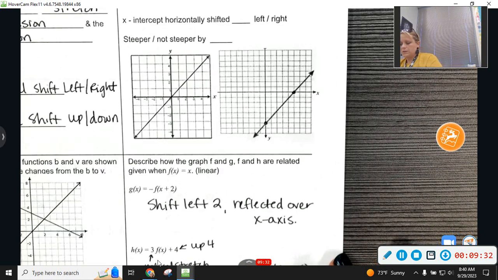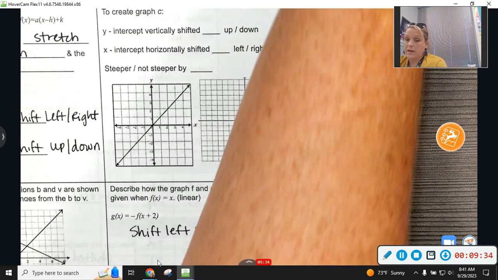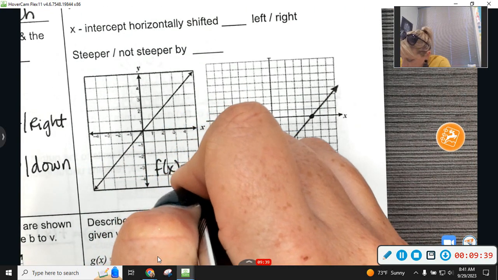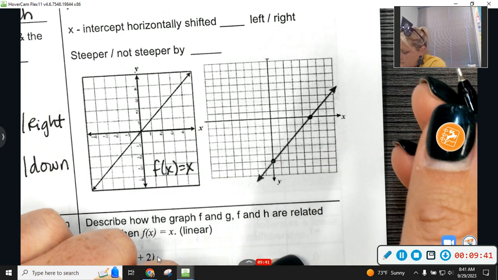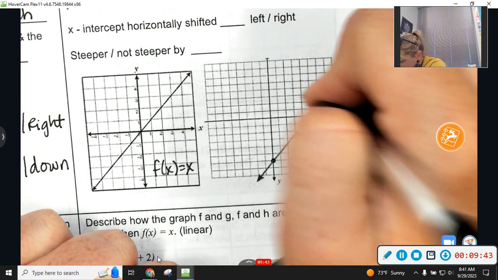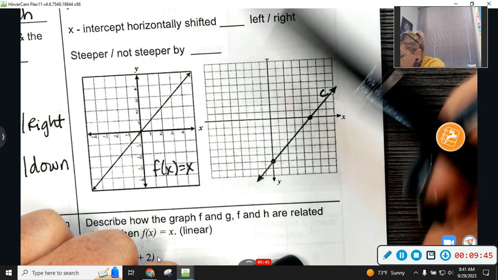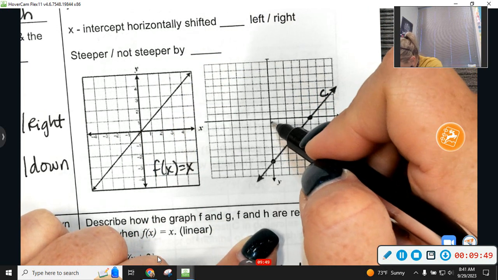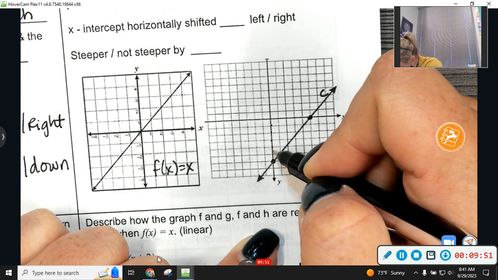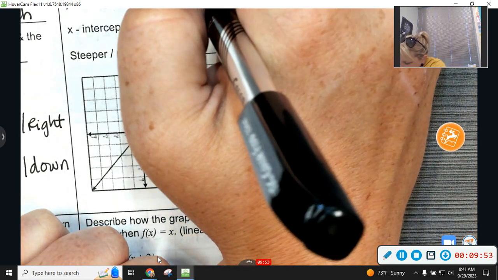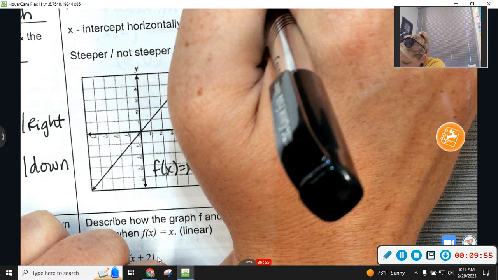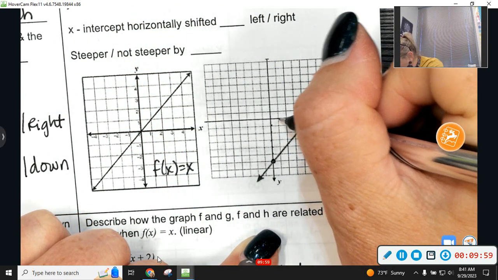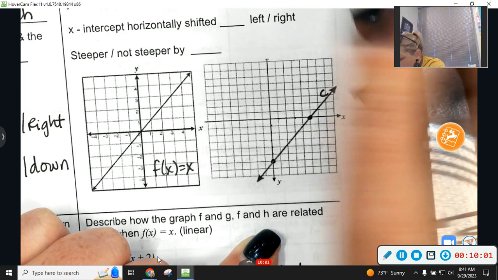Okay, so let's look at this graph right here. This has the parent function on the left. This is f of x equals x. And on the right, we have this function c. Okay, so if I look at where the y-intercept went, it went from 0, 0 all the way down to 1, 2, 3, 4, 5, 6. So it shifted 6 units down. The x-intercept horizontally shifted 1, 2, 3, 4, 5 to the right.